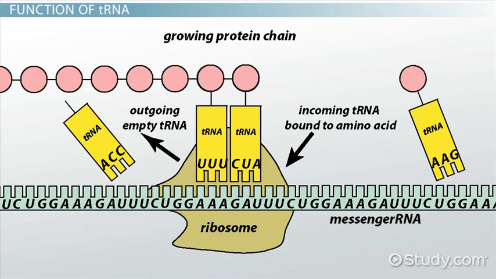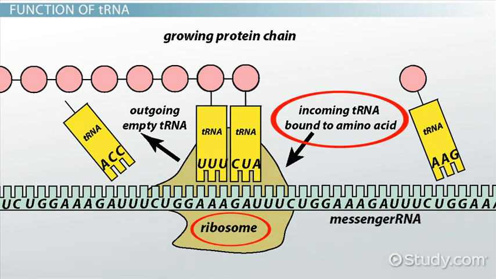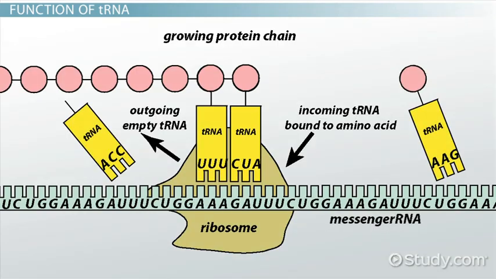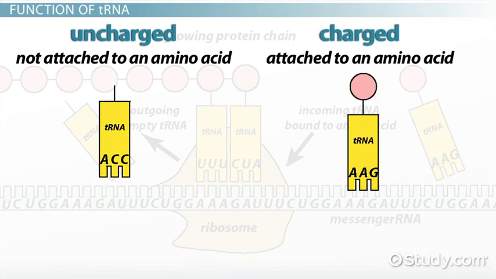So we now know that the job of tRNA is to bring an amino acid to the ribosome. We also know that each codon has its own tRNA, and that each tRNA has its own amino acid attached to it. Further, we know that the job of tRNA is to transport amino acids to the ribosome for protein production. The tRNA doesn't become part of the protein, which suggests that tRNA can either be attached to an amino acid or free. We call this charged or uncharged.